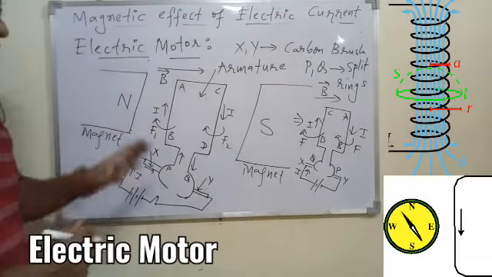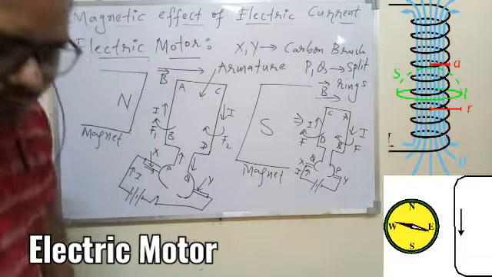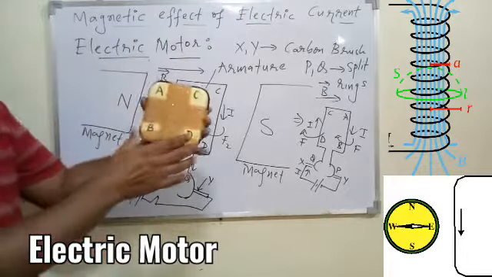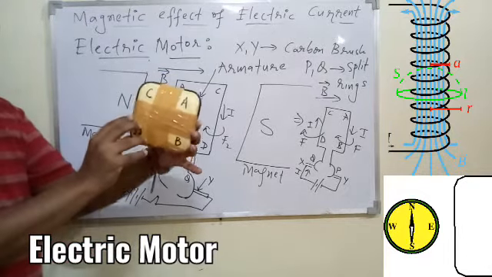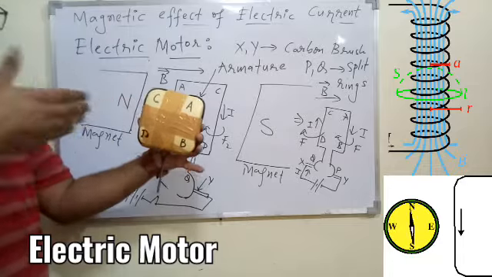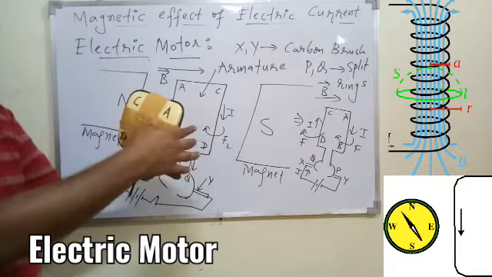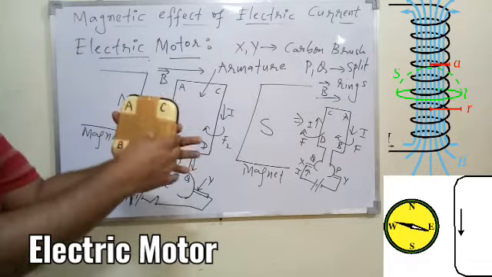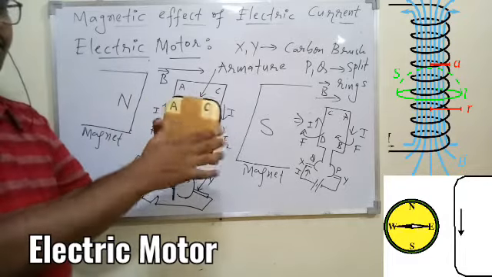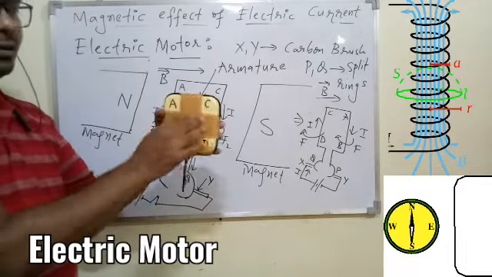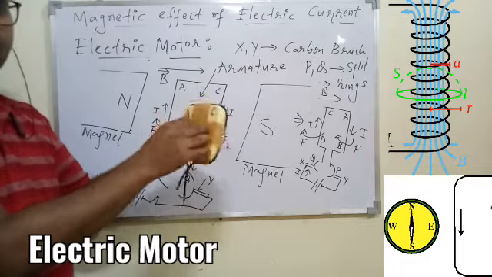So what will happen? In the previous case also, this coil was moving this way, and after half rotation also, now CD is going down only and AB is coming up. What will happen? Again, and this will continue. So what you see, finally the coil will rotate in the same direction throughout. That is the working of an electric motor.